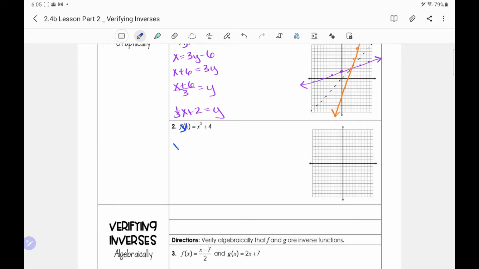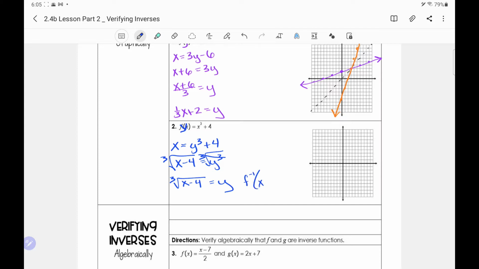the inverse function. So we would have x equals y cubed plus 4. Solve for y. I've got x minus 4 equals y cubed. Take the cube root of both sides, and we get the cube root of x minus 4 equals y. Are we going to have any restrictions on this one? We aren't. And I just realized, I'm sorry, there's one thing I left off on number 1.